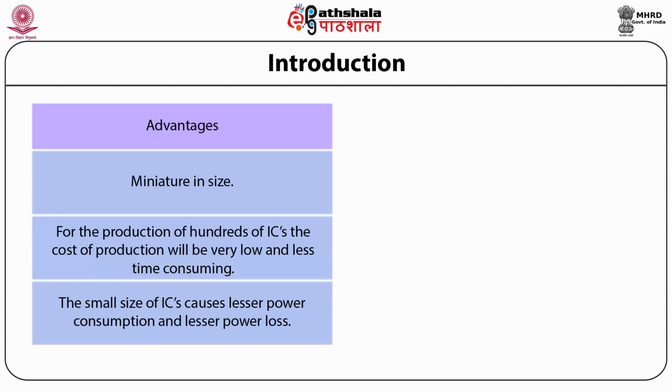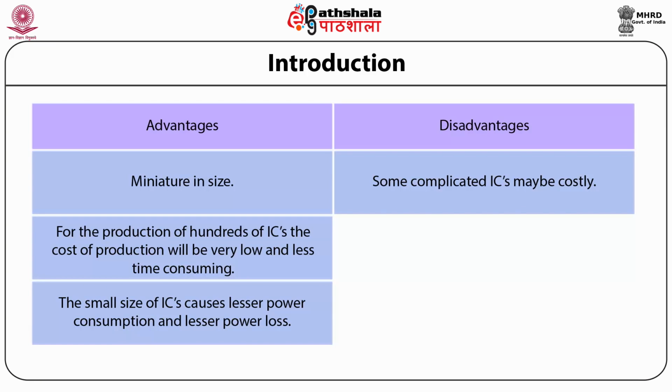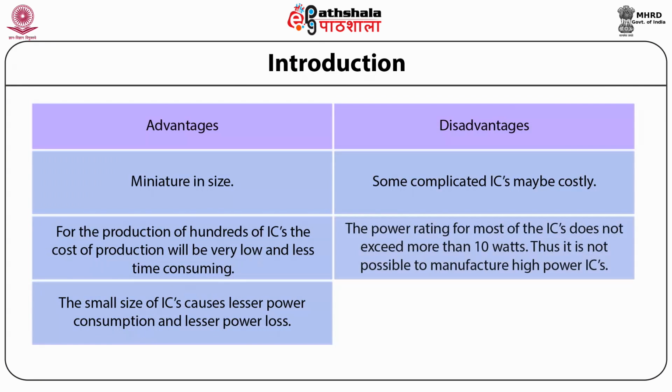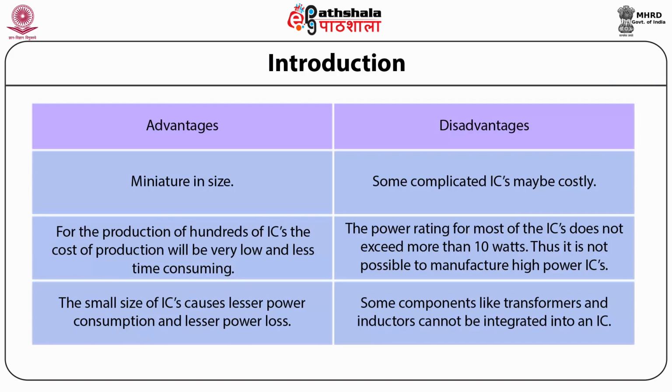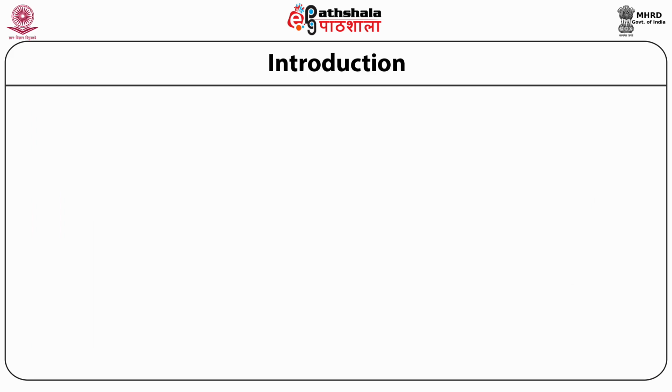Let us now discuss the disadvantages. Some complicated ICs may be costly. The power rating for most of the ICs does not exceed 10 watts. Thus, it is not possible to manufacture high-power ICs. Some components like transformers and inductors cannot be integrated into an IC. They have to be connected externally to the semiconductor pins.